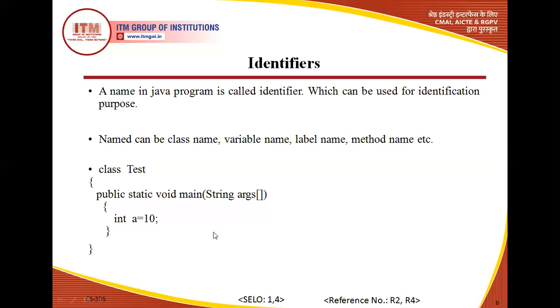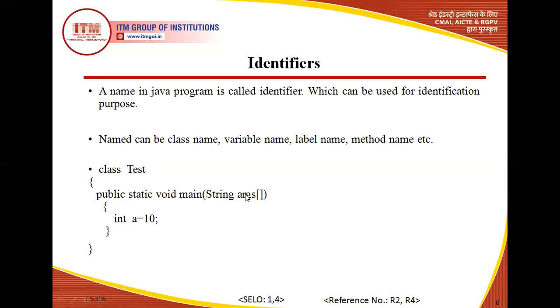Now let's take a small example. Don't bother about how we make this code, just focus over here. We have class Test, public static void main, String args with square brackets, and inside that, int a = 10. Here class is a keyword, and Test is the name of the class. Public static void are keywords. Main is the method name. String is a predefined class inside Java. Args is an array variable, because it is followed by the square brackets.